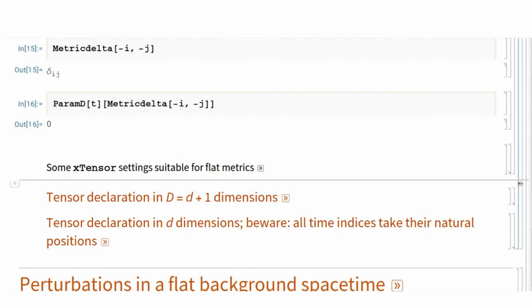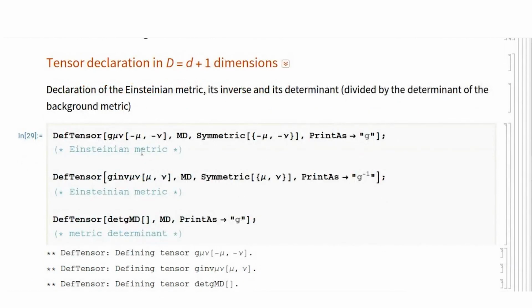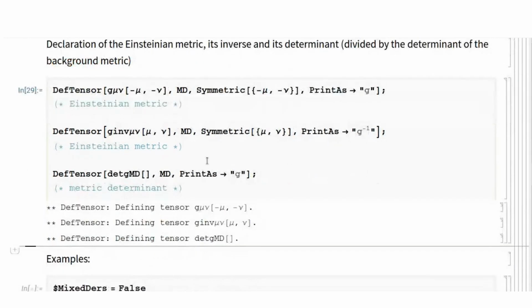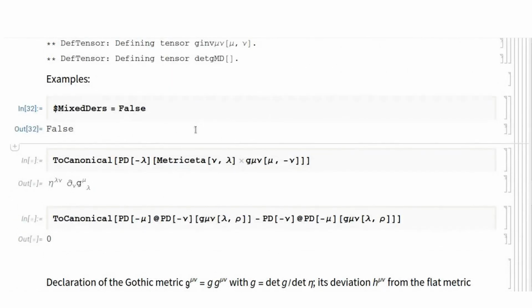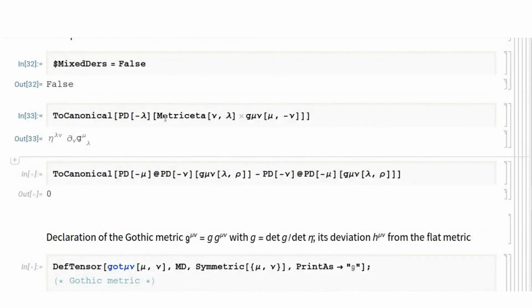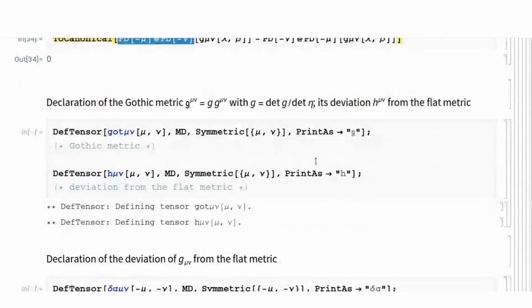So let us move on and go to the gravitational field, which is regarded as a tensor field on the manifold endowed with a flat metric. I have only my partial derivative that is compatible with the metric, so I can put this parameter to false. And now I declare that the metric commutes with the partial derivative, and two partial derivatives commute. So no problem about that.